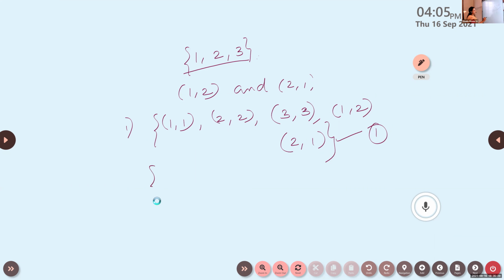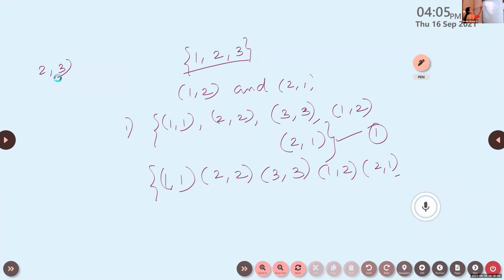Suppose I add the next ones: 1, 1, 2, 2, 3, 3, 1, 2, 2, 1. Then what are the next possibilities? Total, how many elements will be there? 3 by 3 will get 9, isn't it? Total, there should be 9 elements. So which are the other elements left out? It is 2, 3, 3, 2, then 1, 3, 3, 1. These are the 4 elements left out.